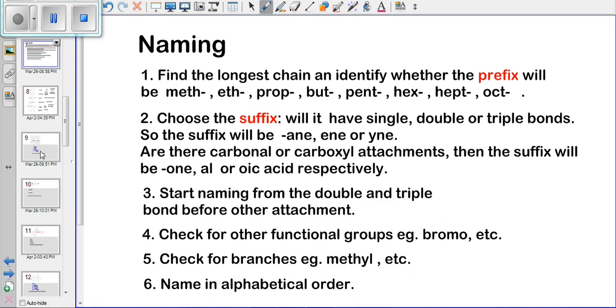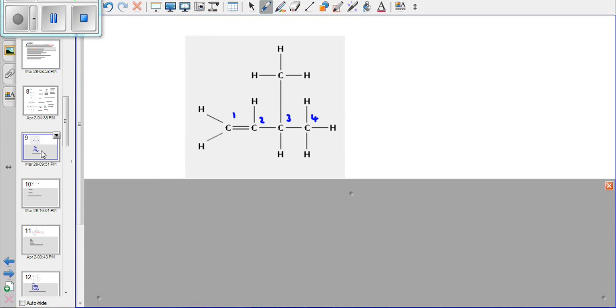Now let's take one example at a time. Here we have an example where we must first identify the longest chain. The longest chain must contain a double bond. It can be 1, 2, 3, 4. You could have even had the 4 there on the top. It comes to the same thing, but we leave it in a straight line for simplification purposes.